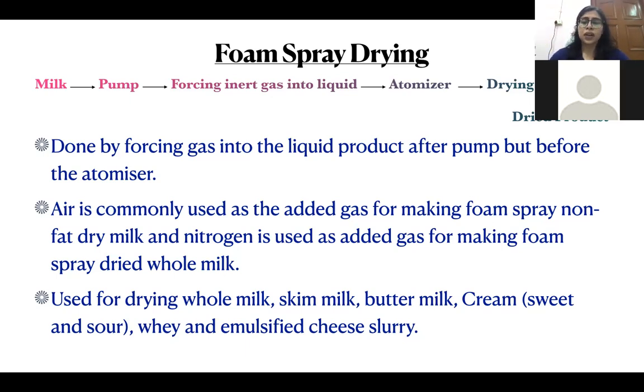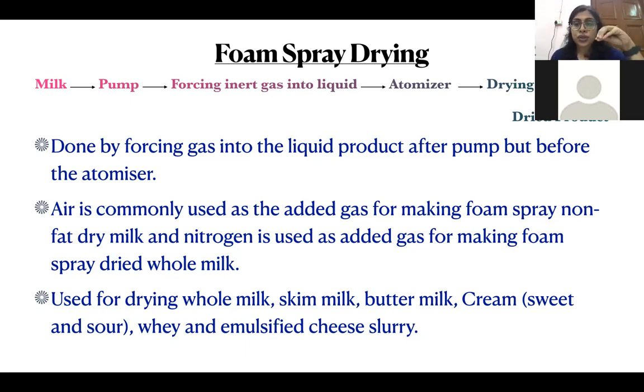Clear? What happens is that milk is pumped, then it is mixed with some inert gas, air, nitrogen or another inert gas. Then it is atomized. It is converted into small particles of foam. Then it passes through a drying chamber and is dried out. This is done by forcing the gas into the liquid product after pumping, and it is pumped out through the atomizer.